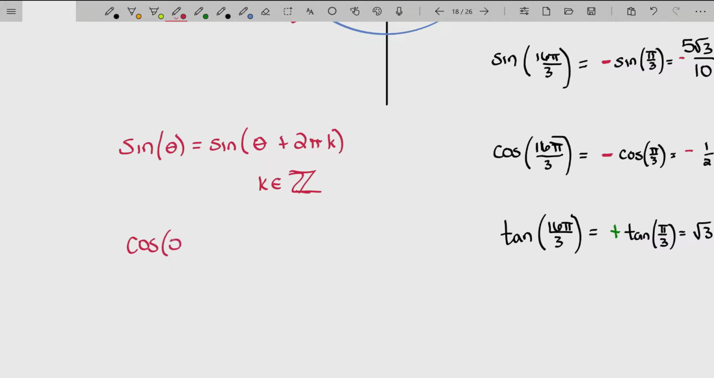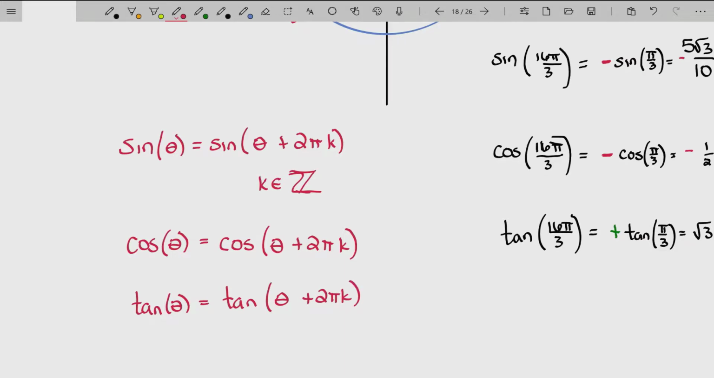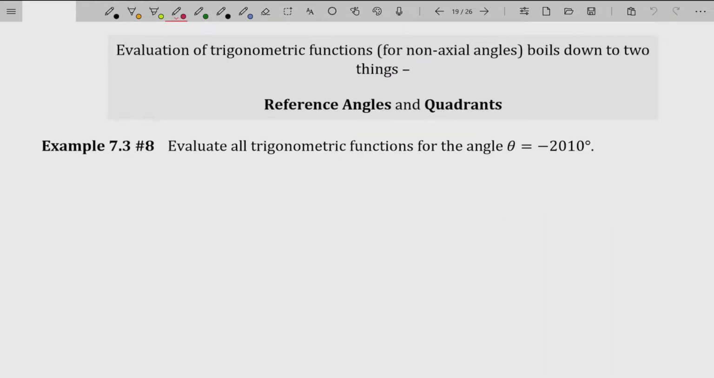The cosine of theta is the same thing as the cosine of theta plus any rotation of 2 pi. And tangent, the same thing. So this can be very useful to unwind those rotations. Tangent's a little more special, actually, but we'll deal with that later.